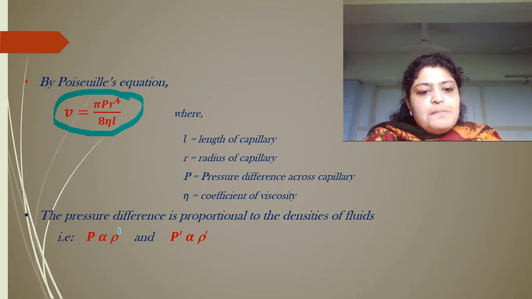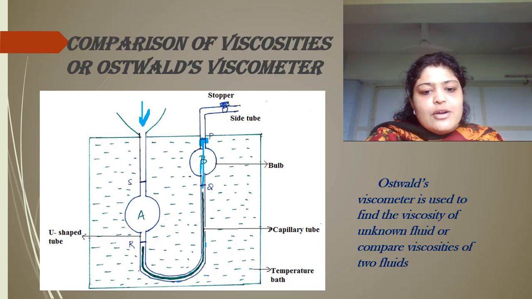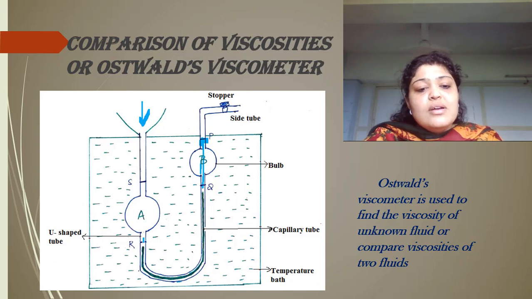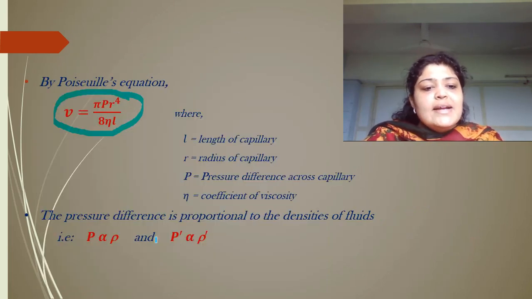Now I can say that this pressure difference across the capillaries, if the liquid has more density, the higher the density, the higher the time it will take to move here. So higher will be the pressure difference across the two points. So I can say that the pressure difference is directly proportional to the density, P proportional to rho. So instead of the term P, I can write rho over here. So my equation will be V is equal to pi rho r raised to 4 upon 8 eta L.